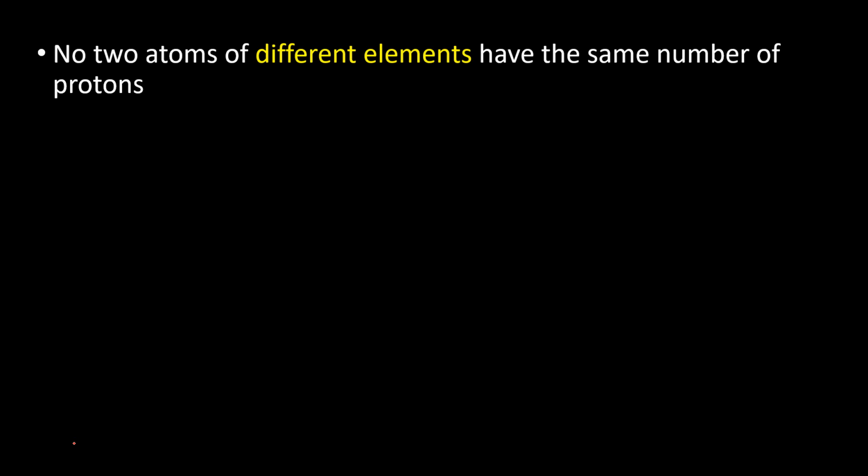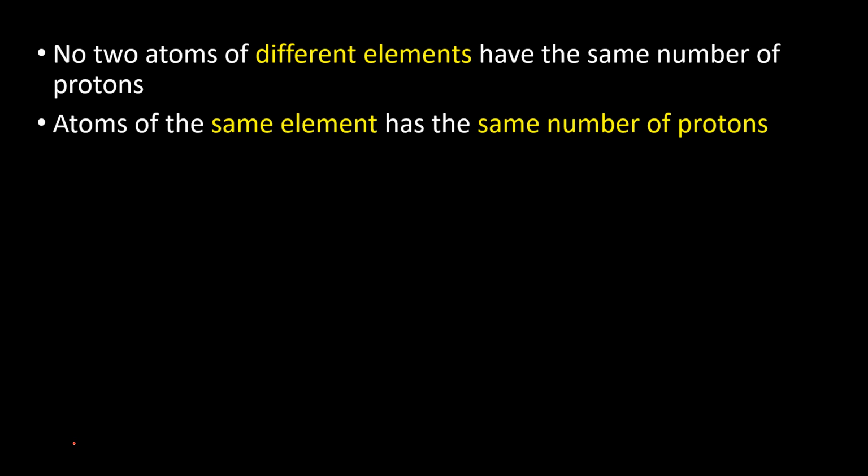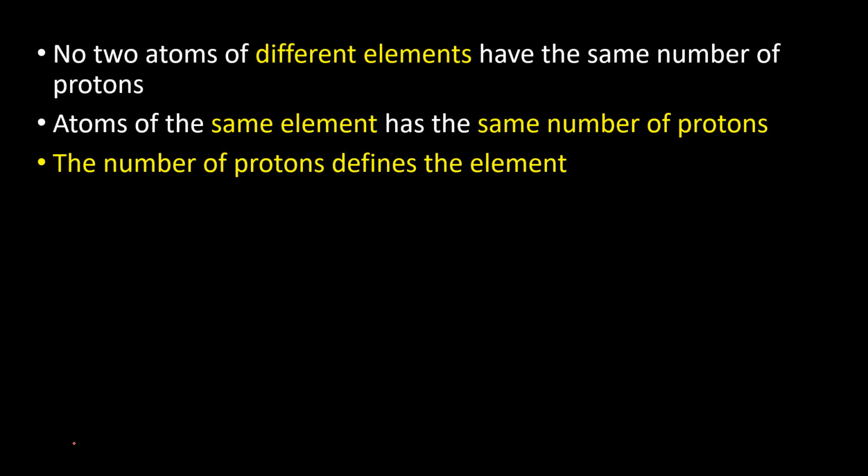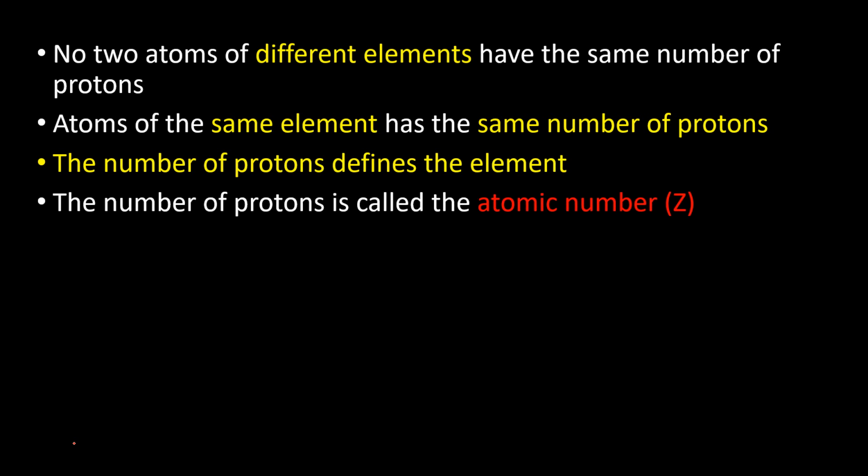No two atoms of different elements have the same number of protons, so you cannot have an iron atom and an oxygen atom with the same number of protons. However, two atoms of the same element have the same number of protons. So all oxygen atoms have 8 protons and all iron atoms have 26 protons. The number of protons then defines the element. So if you know that an atom has 26 protons, you know it's an iron atom.